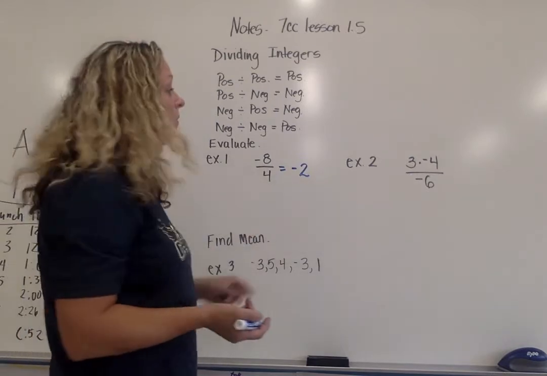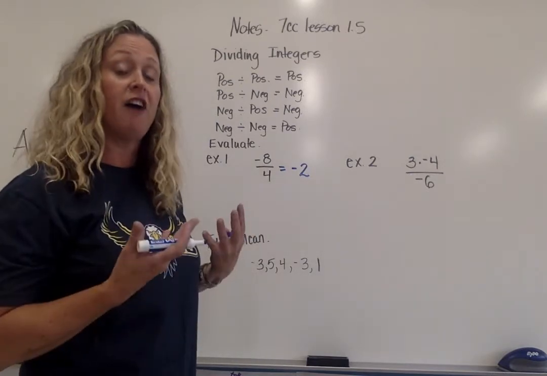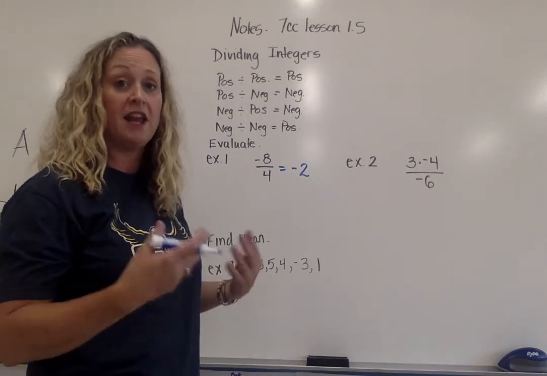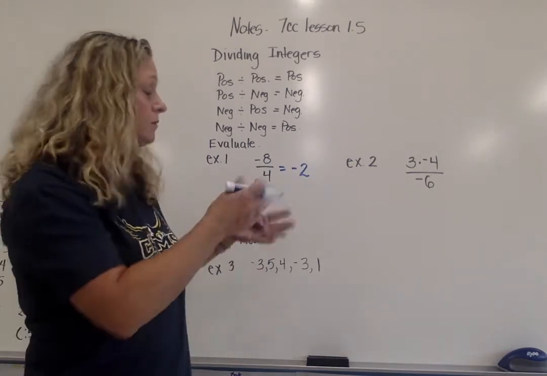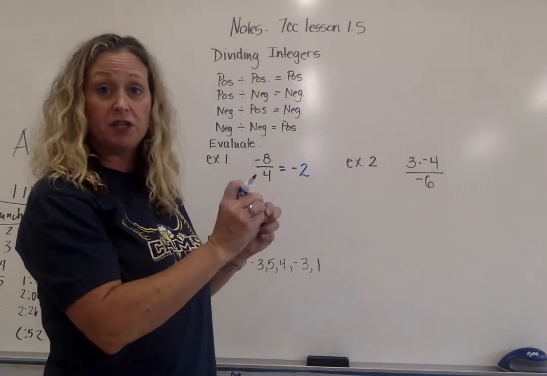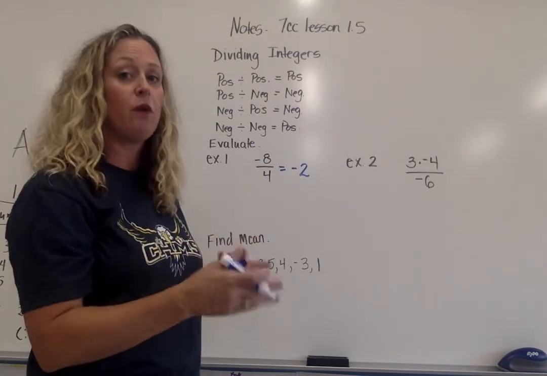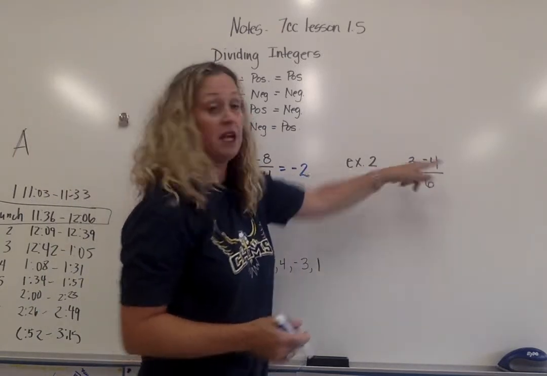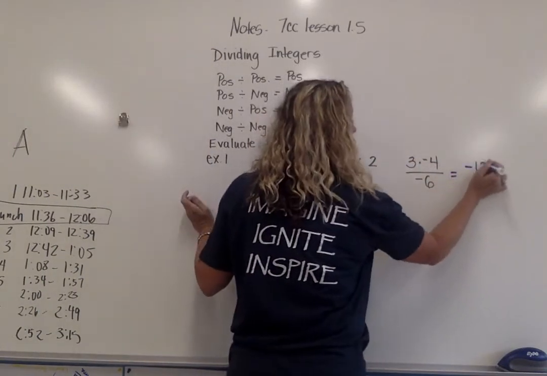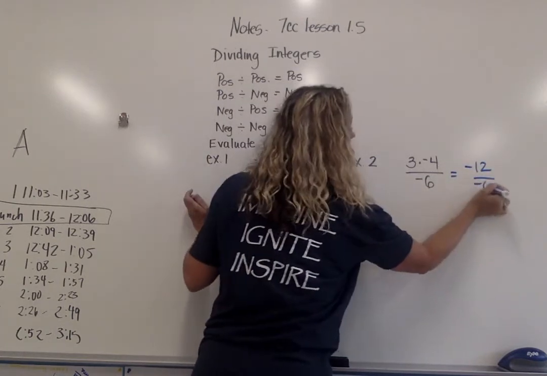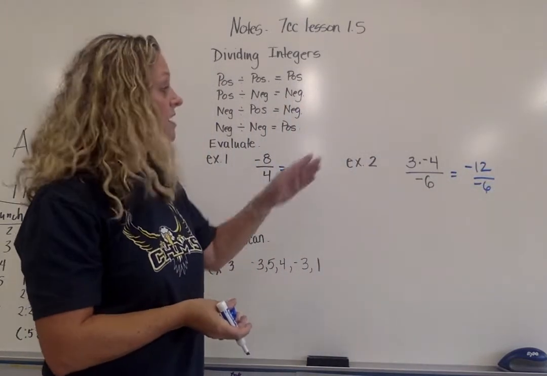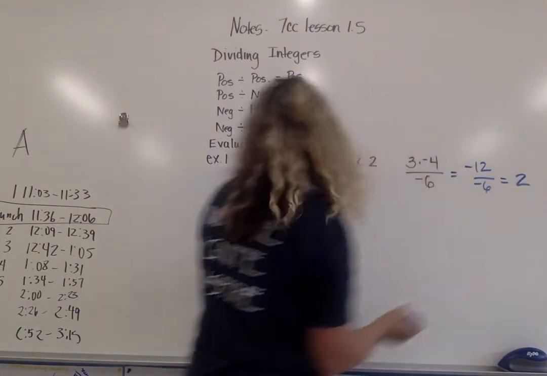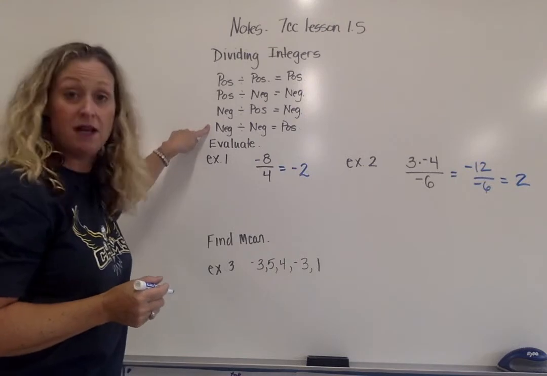In example 2, there are multiple steps, so I have to follow order of operations. I'm going to do all multiplication and division from left to right. In this problem, I'm going to do multiplication first and then division, because if I were to rewrite it, it would be in parentheses. So 3 times -4 is -12. I'm still left with a -6 being divided. -12 divided by -6 is 2. And that's a positive 2 because a negative divided by a negative is a positive.